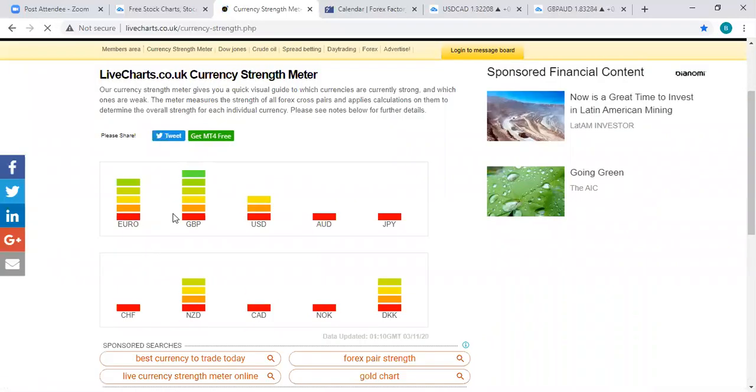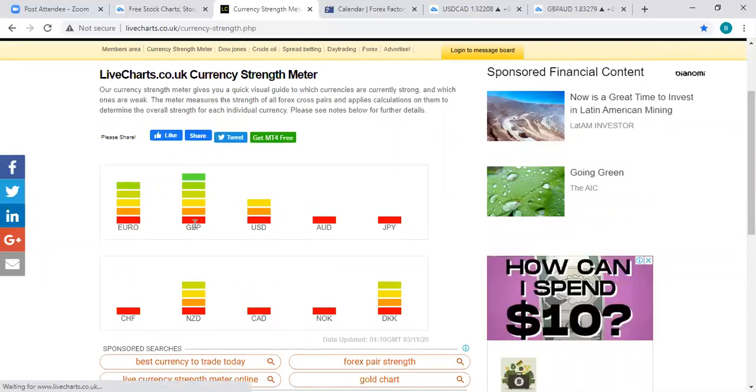Now, look at this. I just refreshed this right before your eyes. Look at GBP. GBP is now the strongest. Euro is 5. GBP is 6 bars. Look at AUD. AUD has dropped even more. Look at NZD. NZD has gained strength. CAD has dropped. So you want to constantly refresh it so that you don't take the wrong decision.